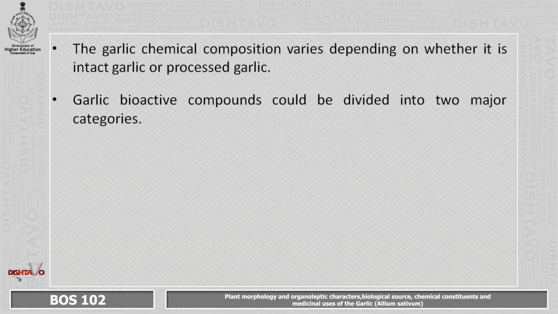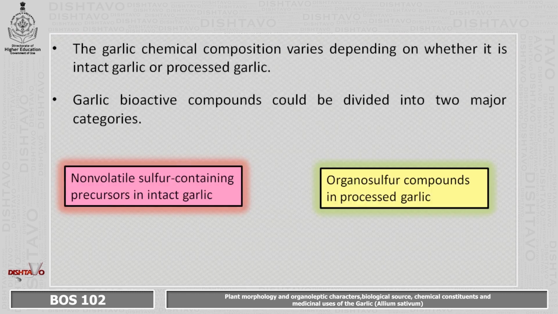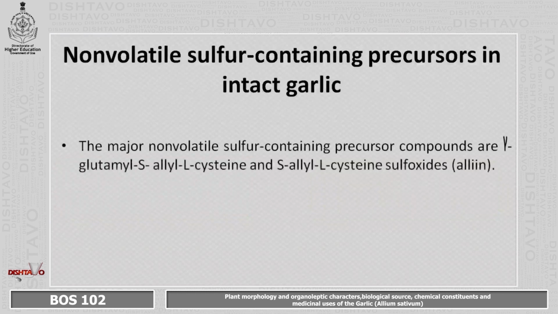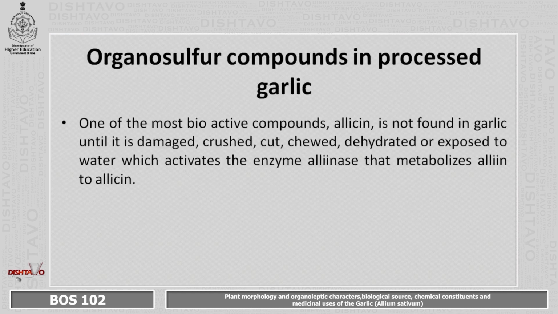The garlic bioactive compounds could be divided into two major categories. The first category is non-volatile sulfur-containing precursors in intact garlic, and the second category is the organosulfur compounds in processed garlic. In the first category, the major non-volatile sulfur-containing precursor compounds are gamma-glutamyl S-allyl L-cysteine and S-allyl L-cysteine sulfoxide, which is commonly called alliin. In the second category, one of the most bioactive compounds is allicin.